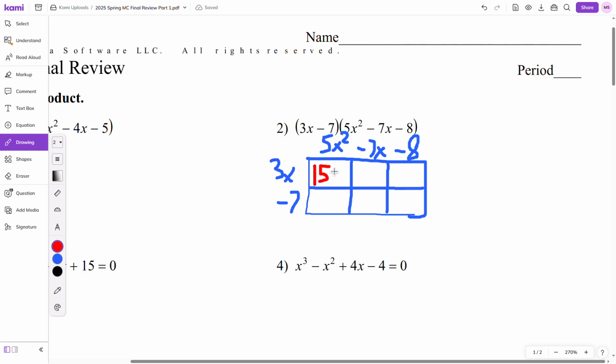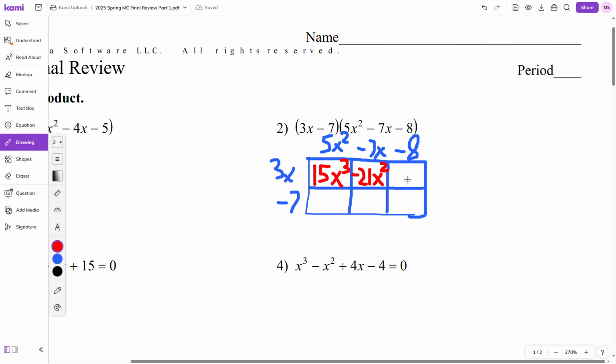So 3 times 5 is 15. x times x squared is x cubed. And that's that. And look at this next one here. So 3x times minus 7x. First the sign, so that's minus. Then the number, 3 times 7 is 21. Then the variables, x times x is x squared. Just be orderly like that.